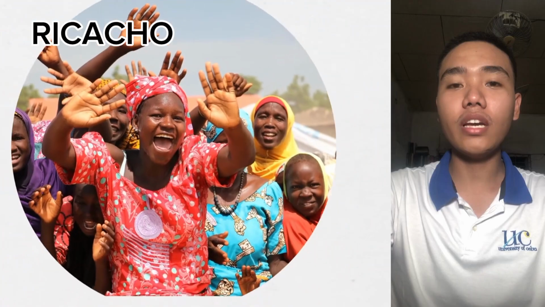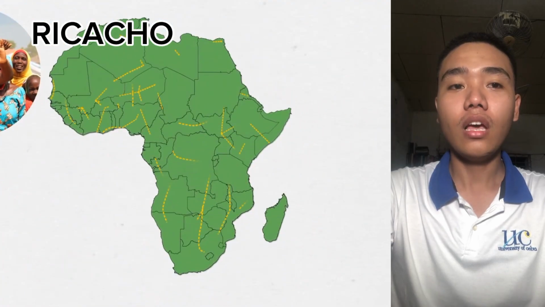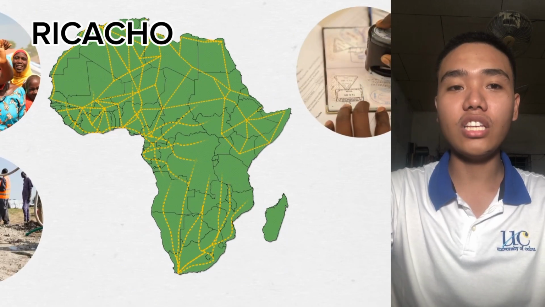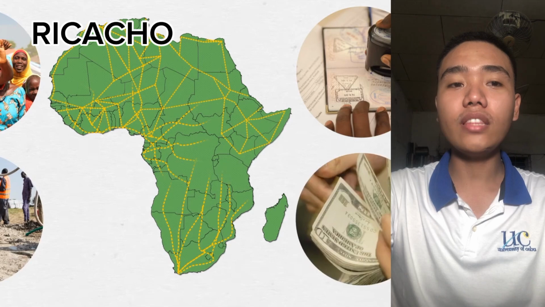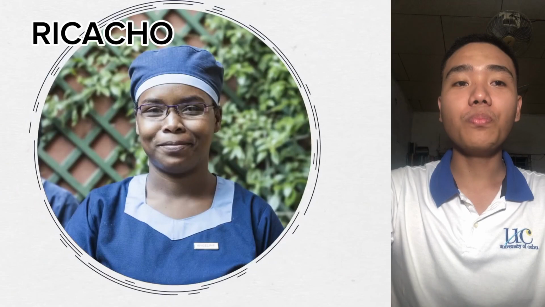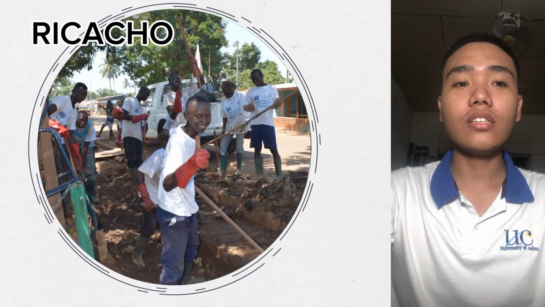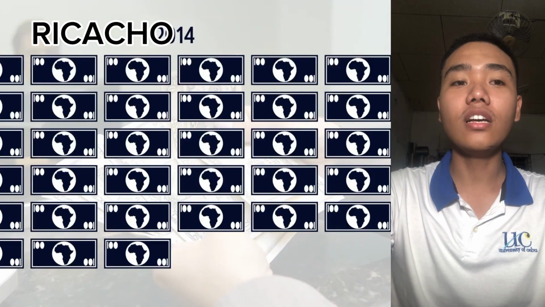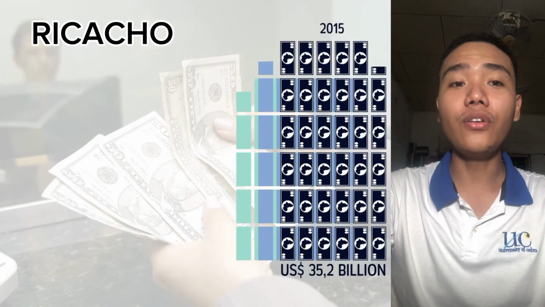But migration isn't all positive for sending countries. One major downside is brain drain. Skilled workers like doctors, engineers, and teachers often leave, creating gaps in essential sectors. Families and communities can also face social disruption, especially when parents leave behind children or elderly relatives.